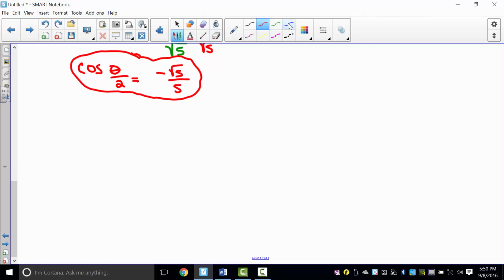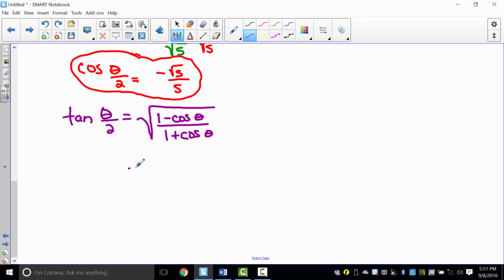Next, we will find tangent of theta over 2. In front of your radical, you have plus or minus. So we are in quadrant 3. Tangent is positive in quadrant 3. So this radical will be positive. And the formula is 1 minus cosine theta over 1 plus cosine theta. So we're going to plug in.